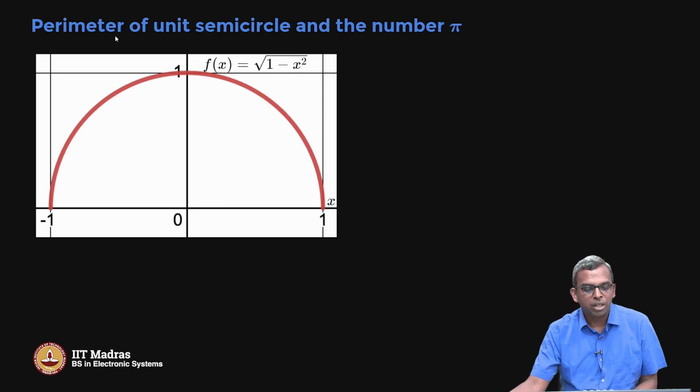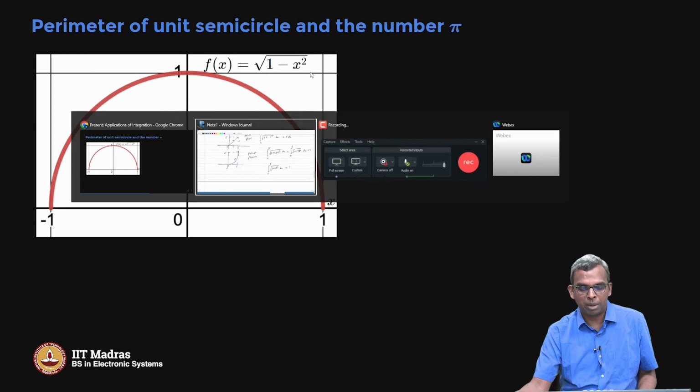So I'm going to take a unit semicircle. What is a unit semicircle? This is the unit semicircle. The radius is 1. It goes from -1 to 1, and the function f of x defined by this red line is basically square root of 1 minus x squared. So where does this square root of 1 minus x squared come from?